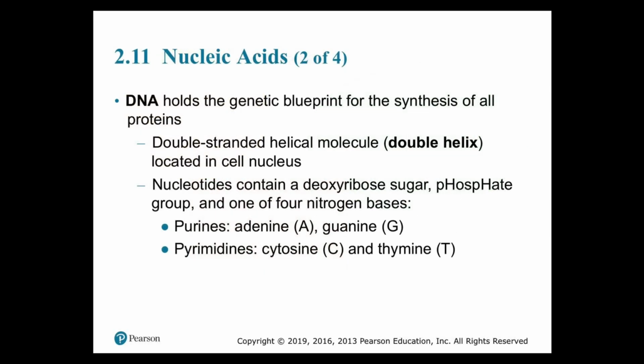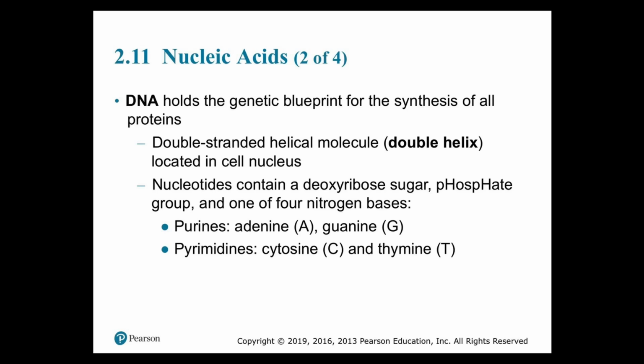Let's start looking at DNA. So DNA has the instructions for the synthesis of all proteins. So we say that it has the genetic blueprint to make proteins. It's like it has the recipe for proteins. It's a double-stranded helical molecule. That's why it's referred to as a double helix, and it's found within the nucleus of a cell.